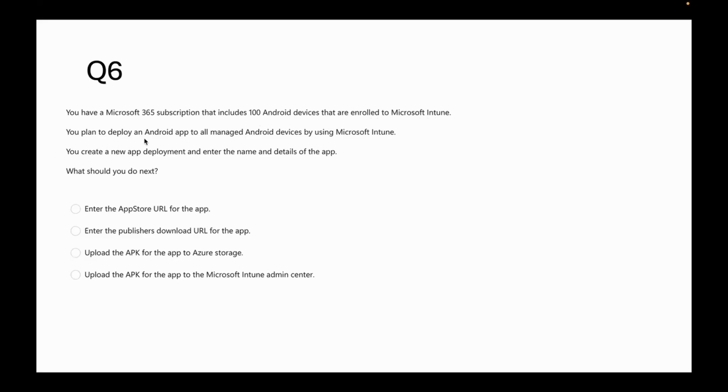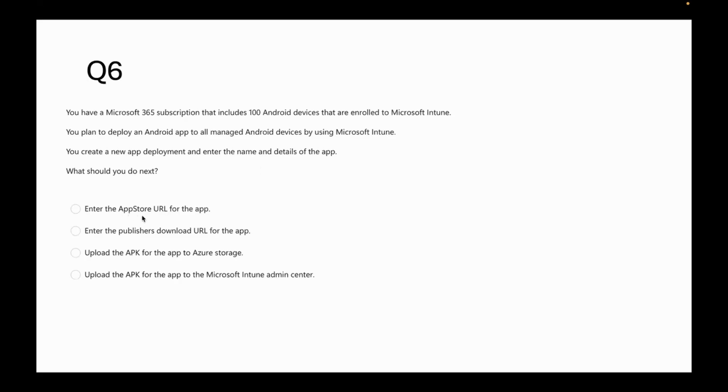Okay. You plan to deploy an Android app to all managed Android devices by using Microsoft Intune. Fine. You create a new app deployment and enter the name and details of the app. What should you do next? So, while configuring it, you have just provided the name of the application. So, what would be the next step in your configuration that you will do?